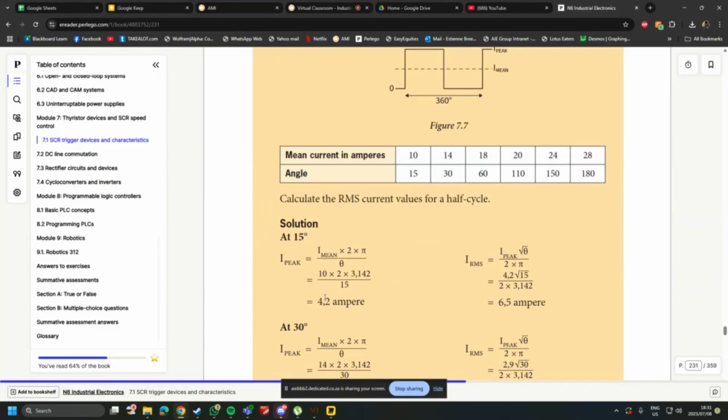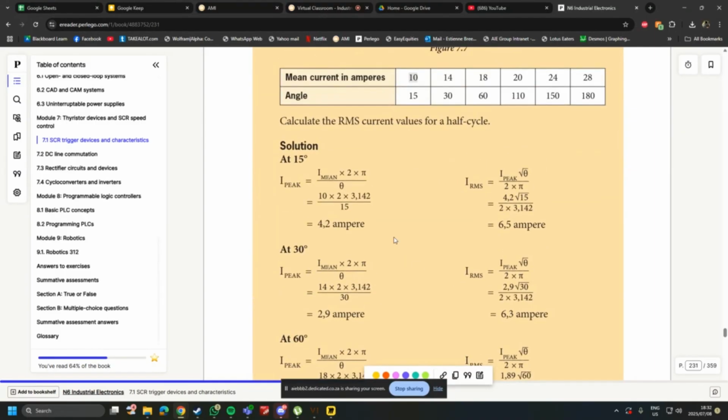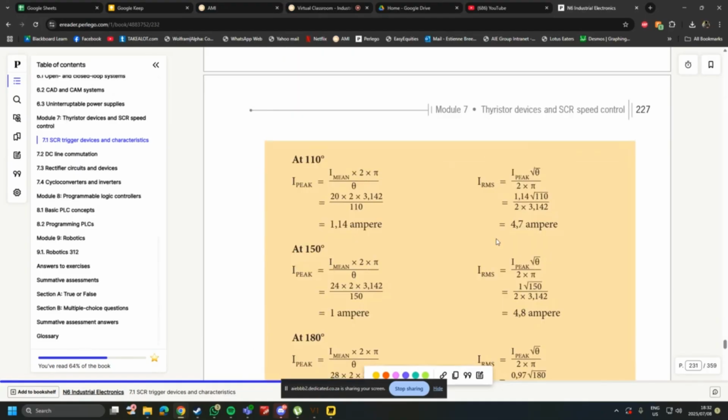I don't know how you can have a peak current of 4.2 amps and a mean of 10. If you have a max of 4.2, I don't know how you're going to get an average of 10 amps. Not even reaching the average. Okay, so guys, another mistake in the textbook. Don't follow this example.